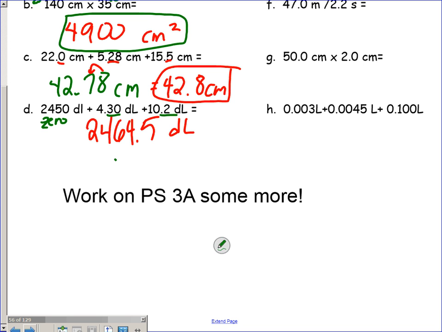Right, so this 4 is going to be influenced because I can't have that 5 after the decimal. I have to round that up to 2,465 deciliters. I'm glad you guys are getting a grasp of sig figs. Now you're getting rounding in context. Rounding by itself is like, why am I doing this? But in a calculation, I hope this made more sense to you.